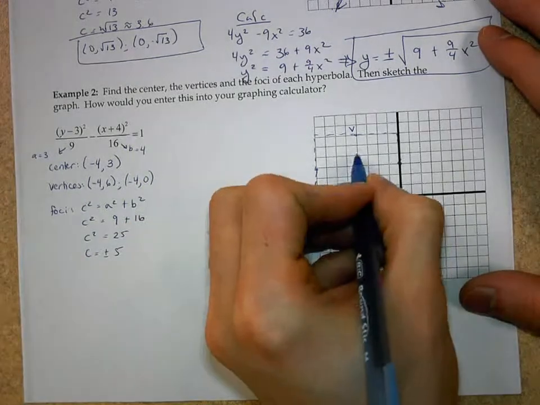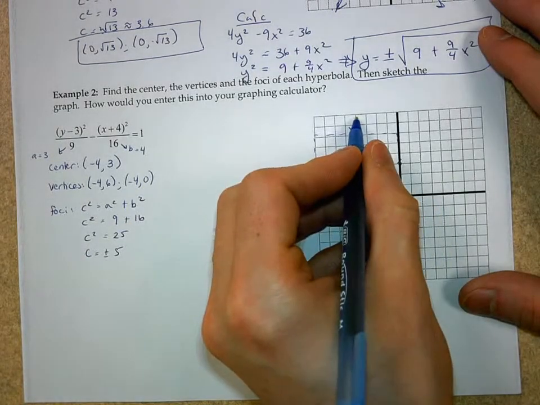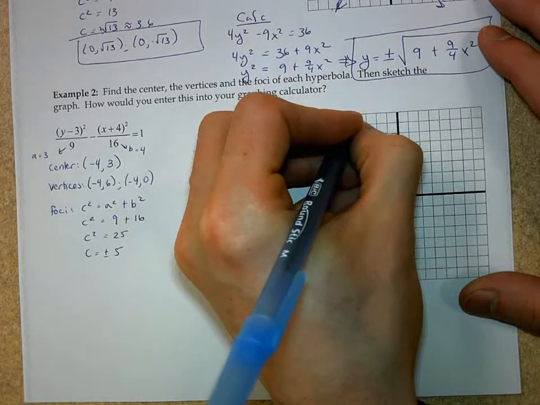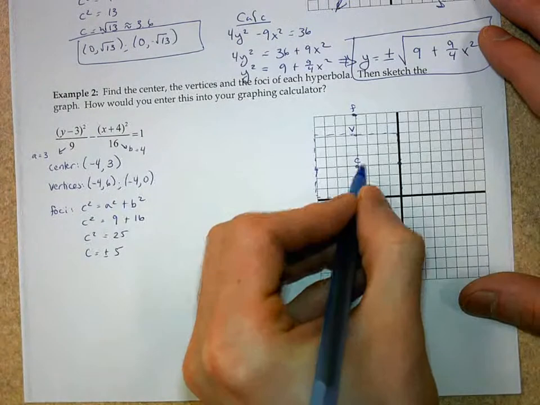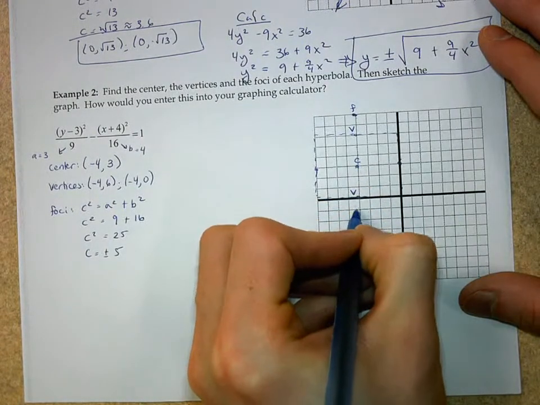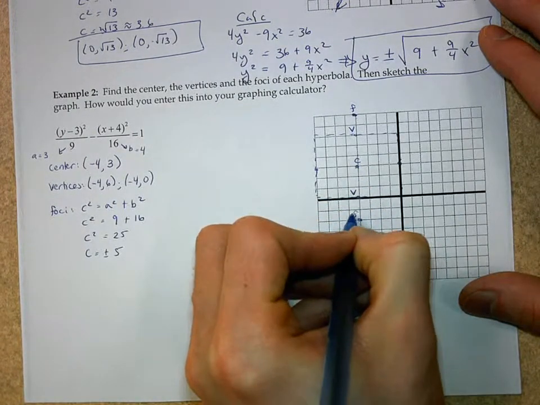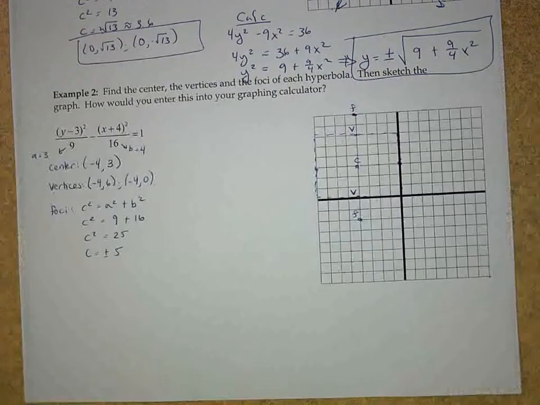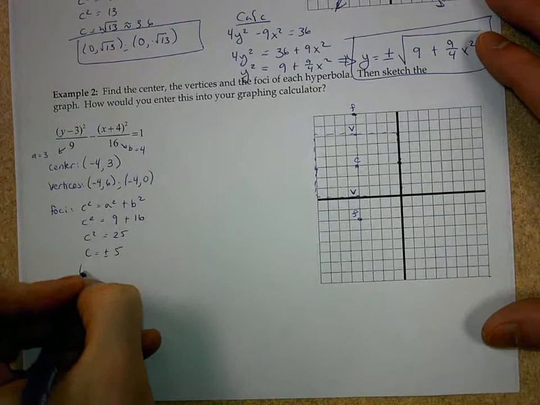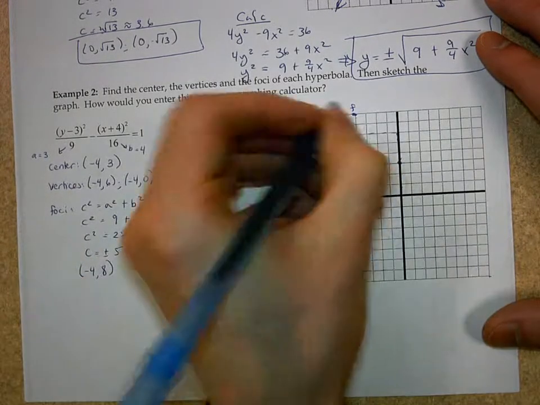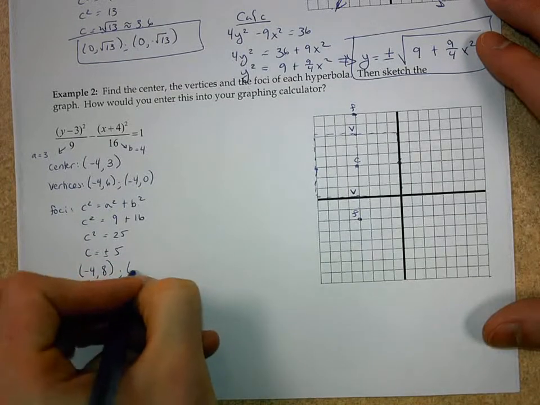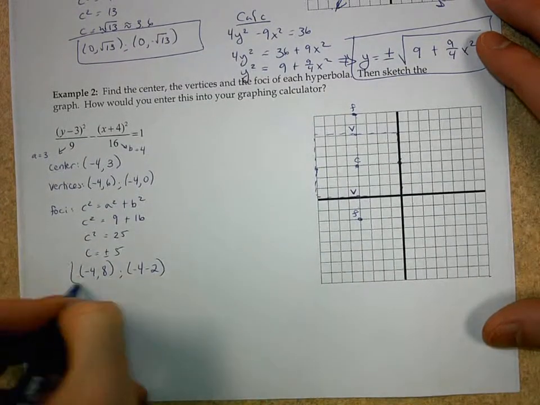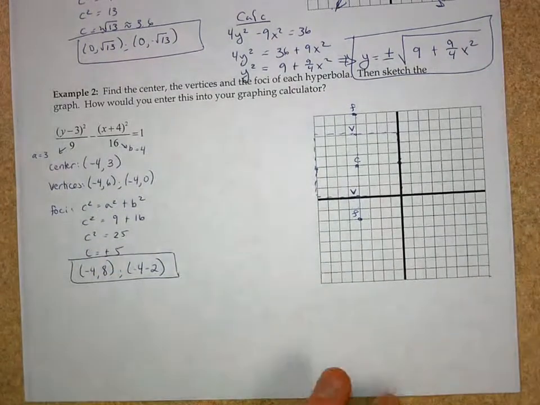So from the center, I'm going to go 1, 2, 3, 4, 5 units up. So right up here is going to be 1 foci. And then I'll go from the center, 1, 2, 3, 4, 5 units down, which will be the second foci. And I can see the ordered pair for those foci are going to be negative 4, 8, which is up there. And then here we got negative 4, negative 2. So there's my foci.